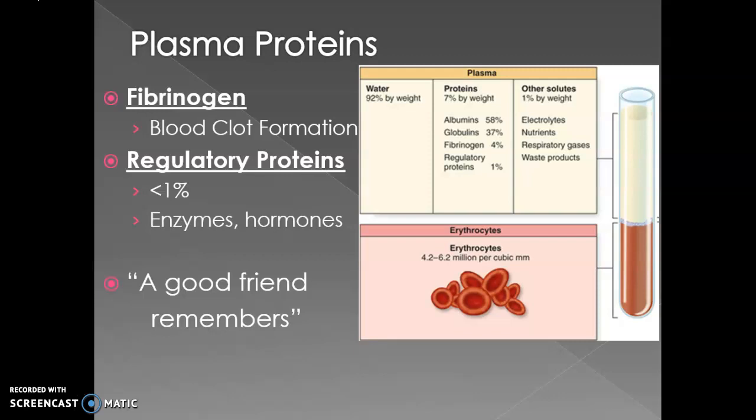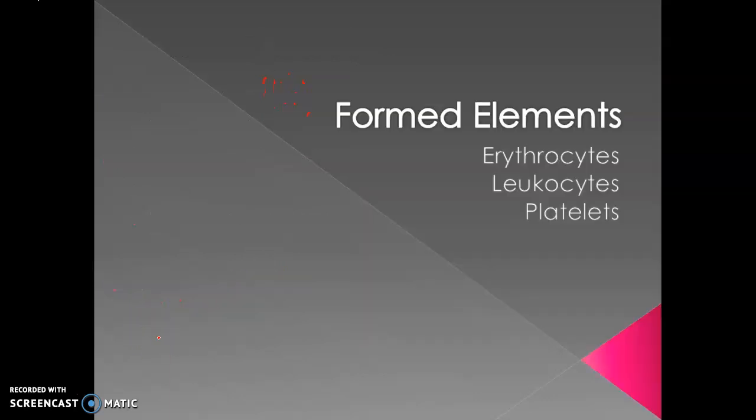Then there is fibrinogen. About 4% of plasma protein is fibrinogen, and that helps in blood clot formation. And then about 1% of plasma protein are regulatory proteins, and they just hang around as enzymes and hormones. And the easiest way to remember this, a good friend remember. So we have albumin, globulin, fibrinogen, and regulatory proteins.